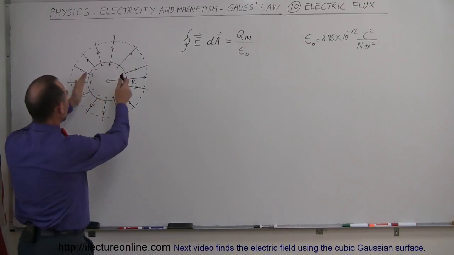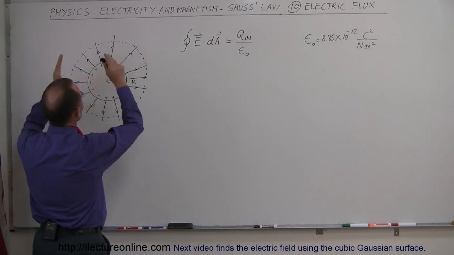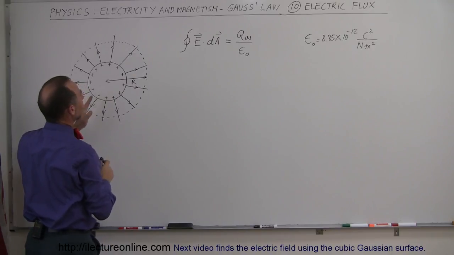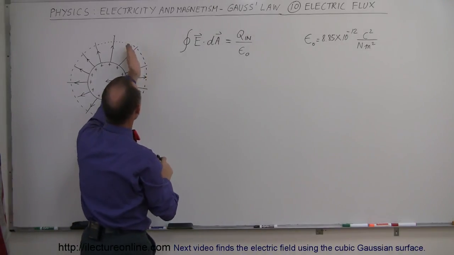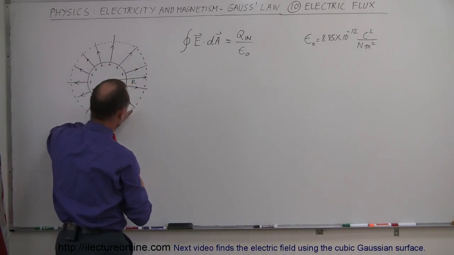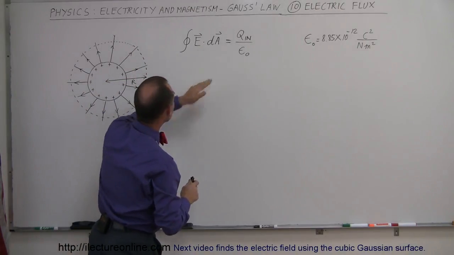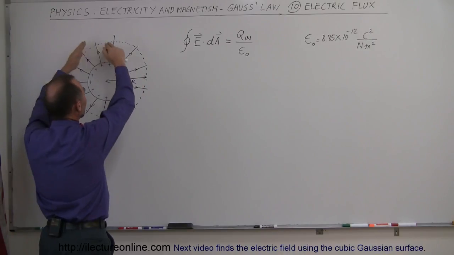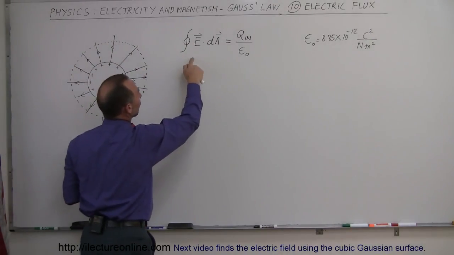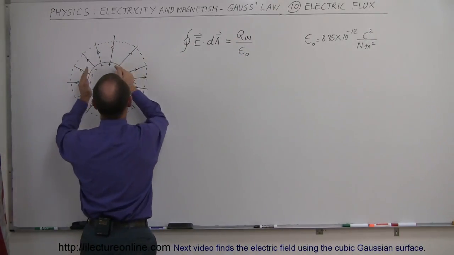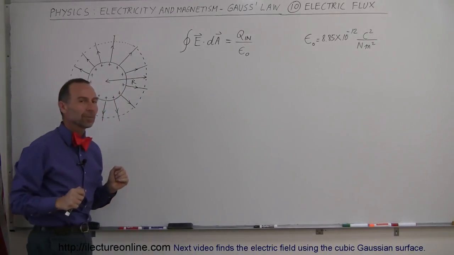If we have an object that has charge on it and we draw a Gaussian surface around it, we can say that the surface integral of the electric field at the surface dotted with dA, which means dotted with the surface area, is equal to the charge inside the Gaussian surface divided by epsilon sub naught.